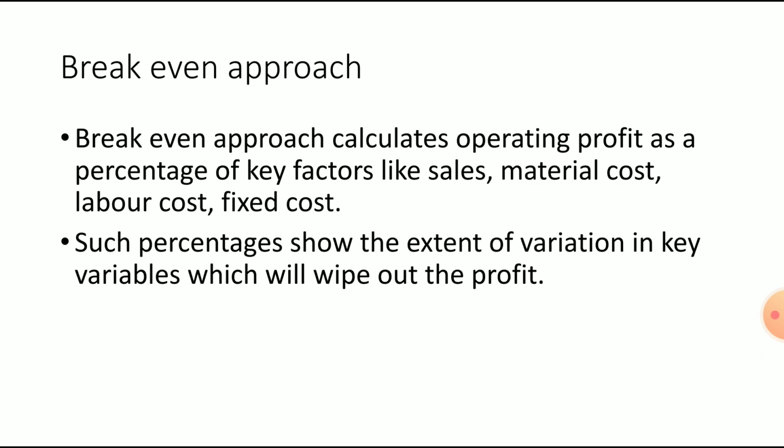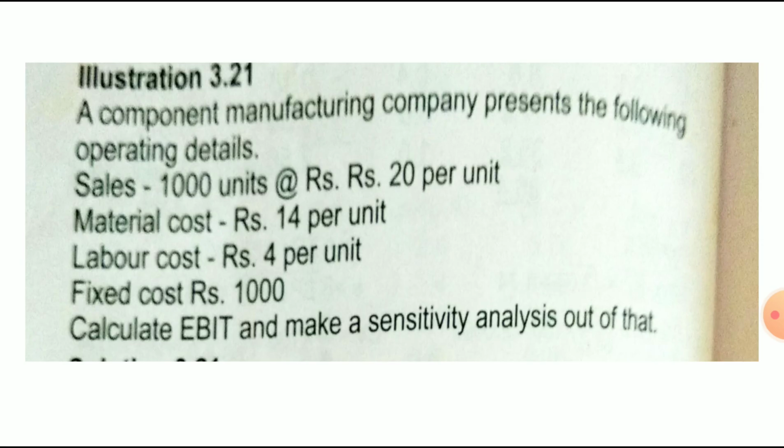So let's go for the first problem under this. So here operating details are given. Sales 1000 units at rupees 20 per unit, material cost rupees 14 per unit, labor cost 4 per unit, fixed cost 1000. Calculate EBIT and make a sensitivity analysis out of that. That means we have to go for the first approach, that is break even approach. So we have to calculate the percentage of EBIT to these factors. Okay, let's go for it.